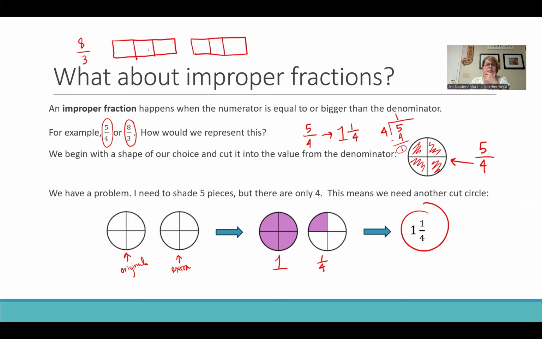Okay, well now I've got 1, 2, 3, 4, 5, 6. Still not enough. I got to do one more. Okay. We get to do 1, 2, 3, 4, 5, 6, 7, 8. And you'll notice that we end up with 2 wholes and a 2/3.